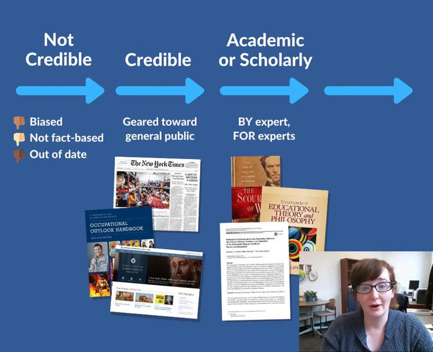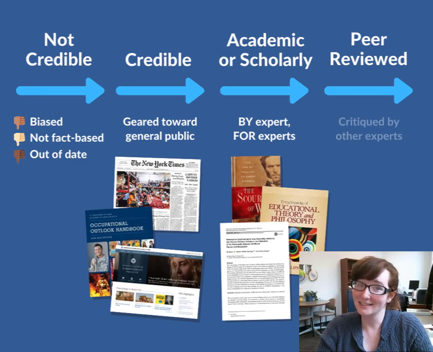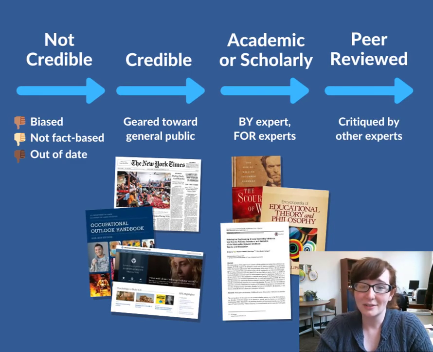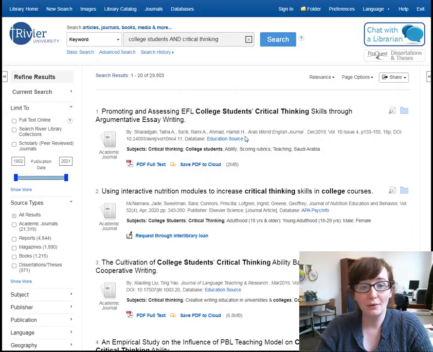Finally, we have peer-reviewed articles. These are a step above scholarly and academic articles on the scale because they require each article to go through a, you guessed it, review process before they're published. The author's work is critiqued by other experts in the field, and the author will then make any necessary changes. You might also see these journals referred to as refereed journals. You can find these articles in many of the library databases by checking the peer-reviewed box.